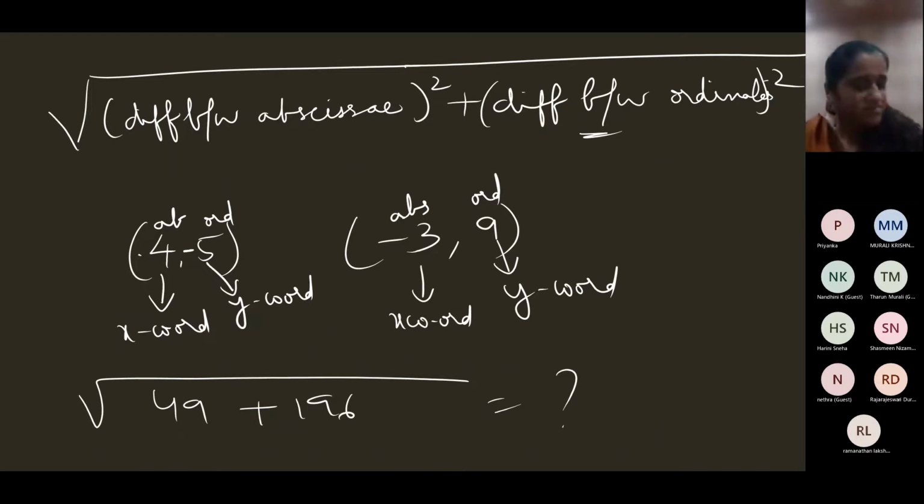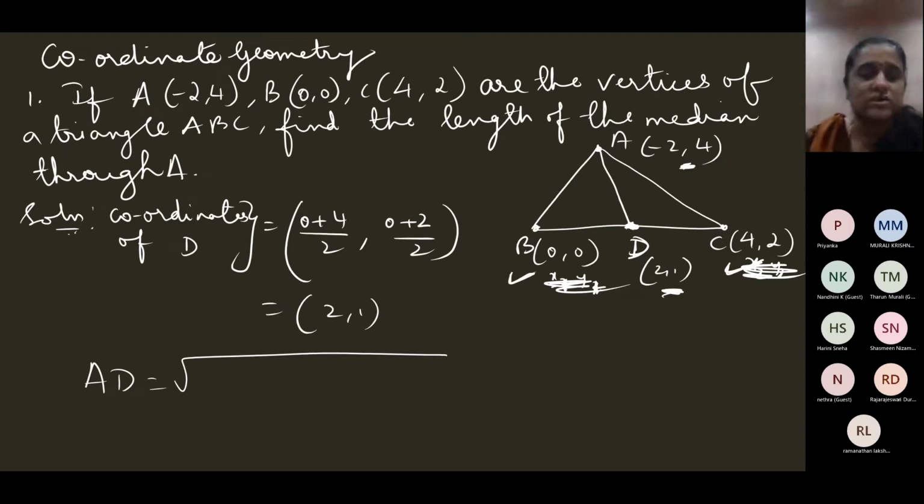So simply subtract the x coordinates, square it, subtract the y coordinates, square it. So here, children, when you're finding AD, the length of the line segment AD, the x coordinates are minus 2 and 2. Subtract the x coordinates. So just write 2 plus 2 straight away. We are not in 6th standard to write 2 minus of minus 2. Don't do all that.